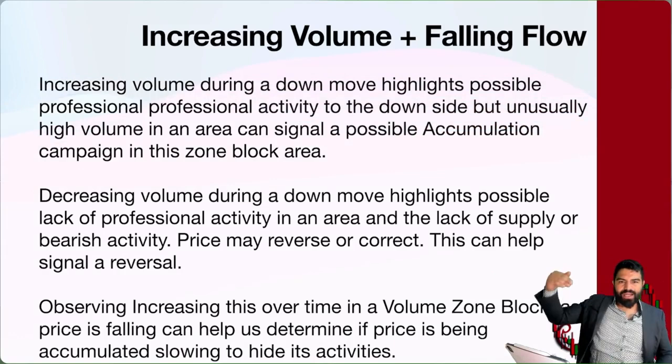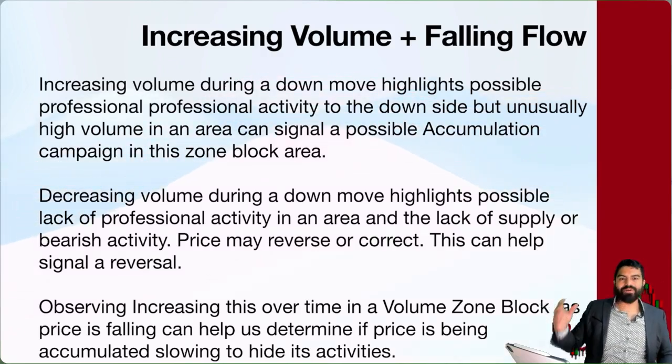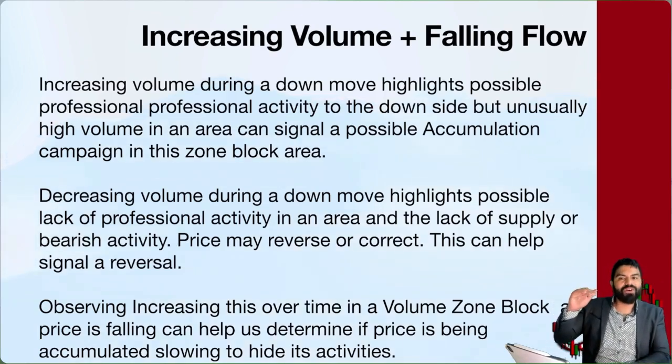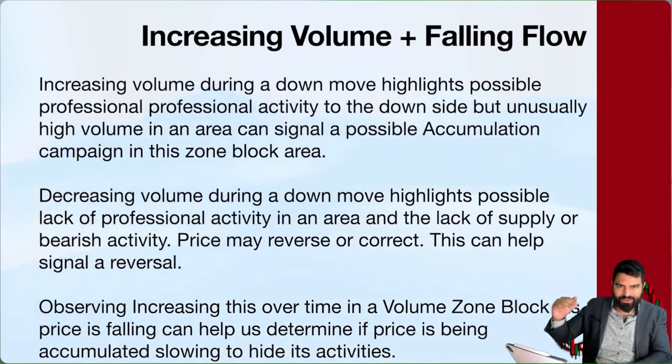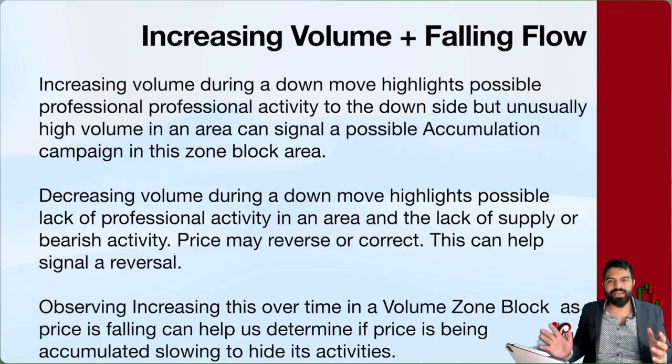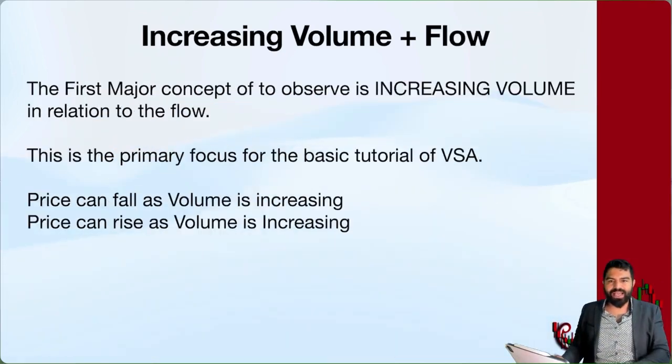Okay? So if price is falling and I see there's an increase in volume, but it's just slightly, that would mean, hey, maybe they're shorting, maybe some people are taking profit, maybe there's some energy to keep it going. But then if I see an unusually high volume, but volume is very spiking, as we're coming down in that area, it could highlight a possible accumulation.